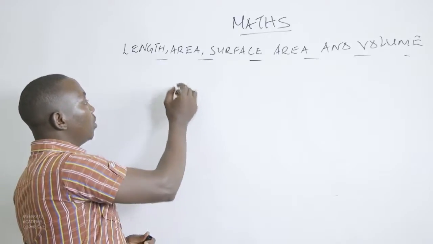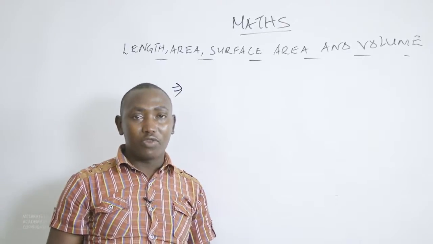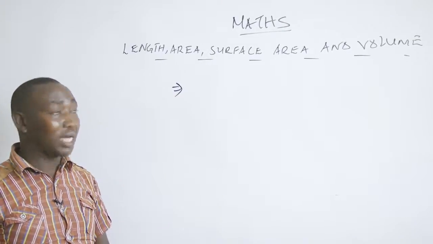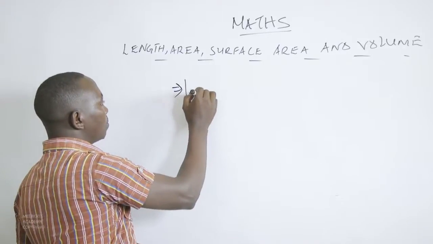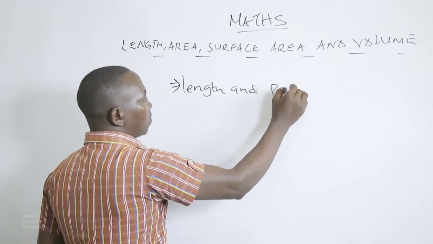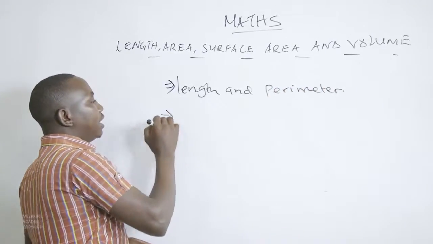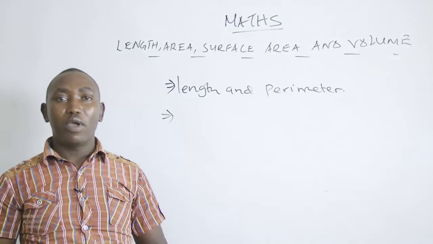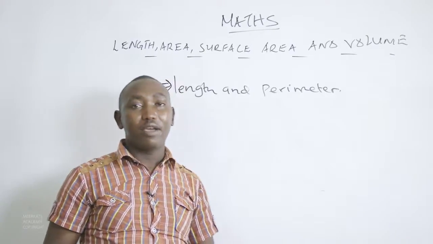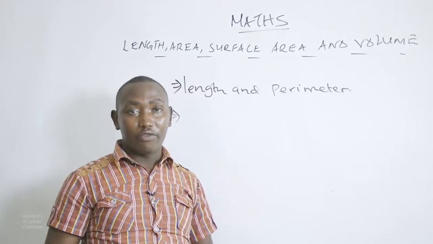One of the issues that we are going to look at is how we can find the length and perimeter, and that is a revision part. The second aspect which we are going to learn in this particular topic is on the circumference and also perimeter of sectors.